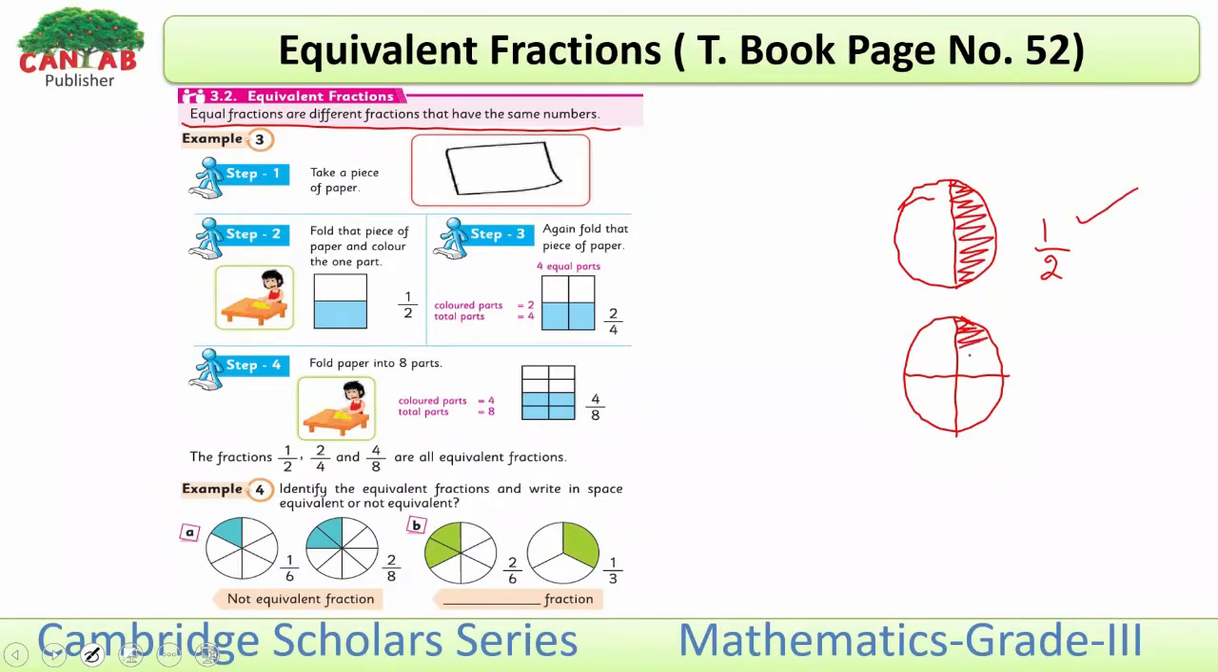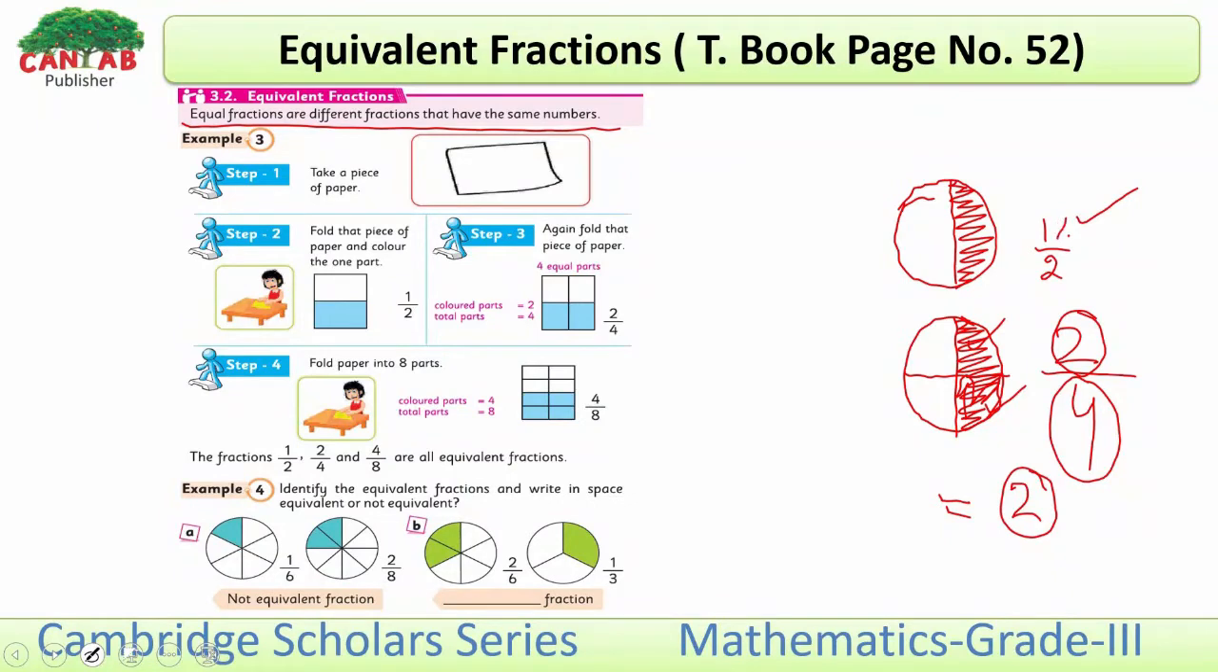Now look here. What is this? How many parts? 2. How many total parts? 4. What is the common thing between 4 and 2? The common factor is 2. When we multiply 2 by 1 and then 2 by 2, we get 2 by 4. So this 2 by 4 is equal to 1 over 2.